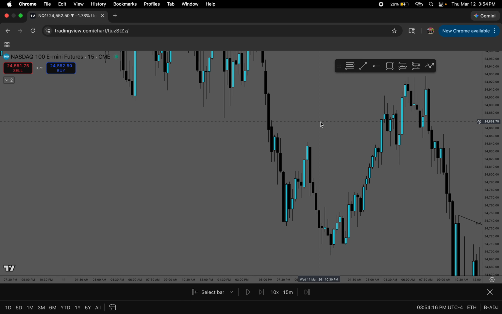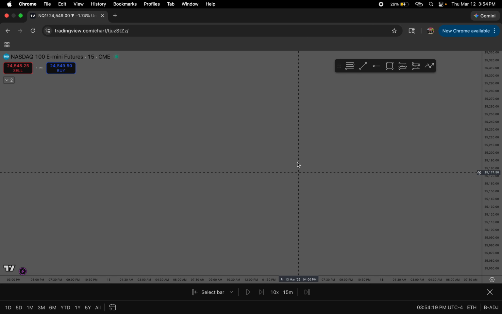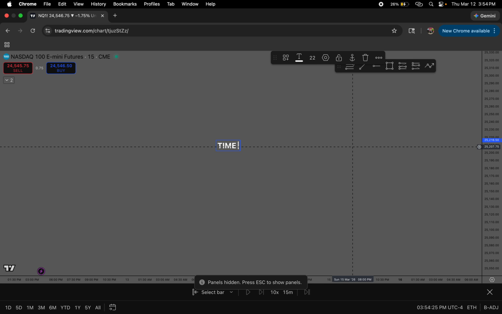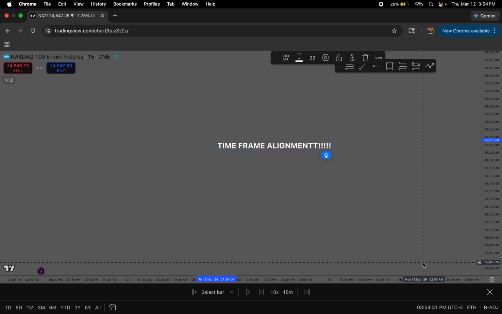So please, time frame alignment, please. I'll type it out for you guys. Time frame alignment. I can't make this any more clear for you guys. 4 hour, 15 minute execution. 1 hour is a 5 minute execution. Okay, 5 minute is a 1 minute execution.